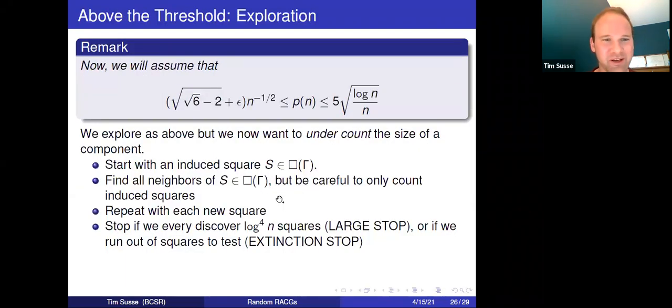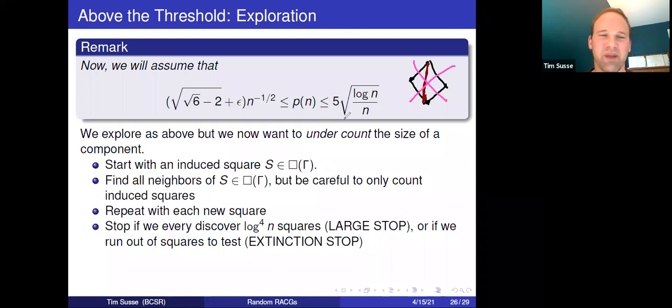And so the supercritical process is a little more complicated. Things are a little bit delicate because we want all of our squares to be induced. If our density is larger than 5 log n over n, then we're going to find squares, but there's a good chance that they'll have that diagonal. They won't be induced, and we don't want to count these. So we have to take care to only count the induced squares.